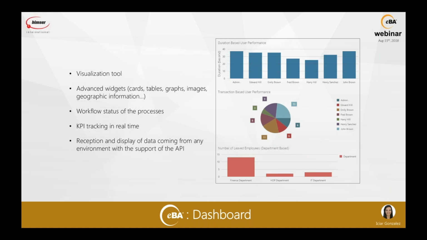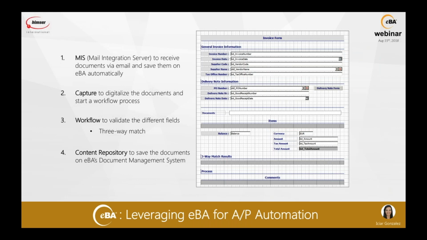So how we can use eBA for AP automation or any other solution is because eBA is a platform and we can create many different solutions within eBA. So one of the applications of this tool is AP automation, and that's what you're going to be seeing right now. So if we want to leverage eBA for AP automation, what we need to do is work with different modules within eBA. So for example, we're going to need the MIS, which is the mail integration server, to receive documents via email. So for example, companies are going to be receiving invoices, delivery notes, all of that. Maybe you get it via email, right?